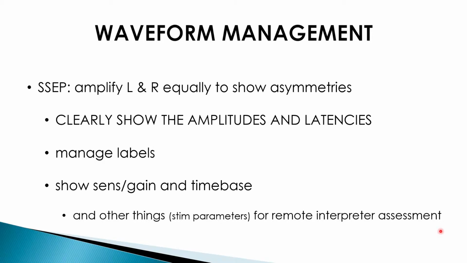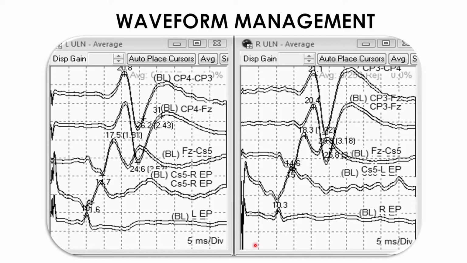With the SSEP, you should amplify the left and the right equally to show asymmetries from side to side. Clearly show the amplitudes and latencies and manage your labels so they're not obscuring the data. Show your sensitivity or your gain and your time bases on screen and other things like stim parameters for your remote supervisors to better assist you. The gains aren't on here. However, the time base is. It's 5 milliseconds per division. You can clearly see the latency markers, and here are the amplitude markers.